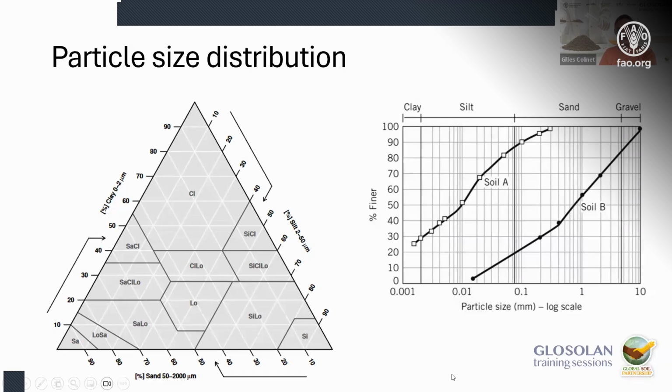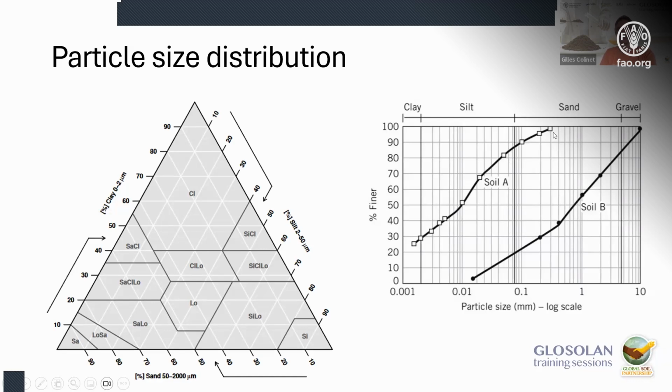You can compare the soils. Here you have, for example, two soils which are completely different. It's the cumulative percentage of particles according to their size. And with different kinds of curves, we can say that the soils will have different kinds of functioning.